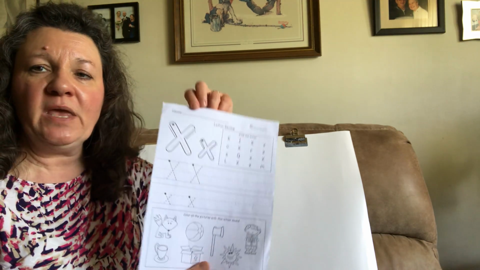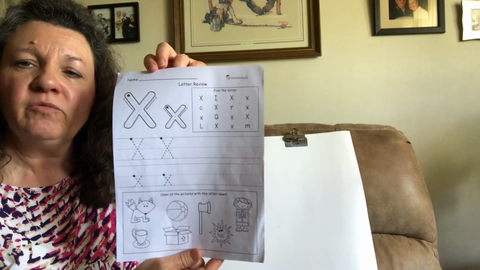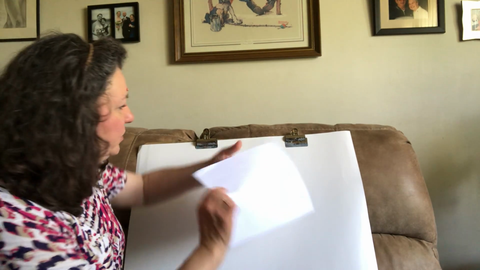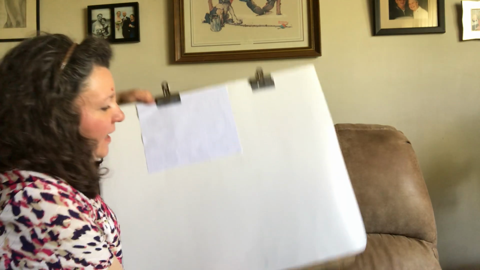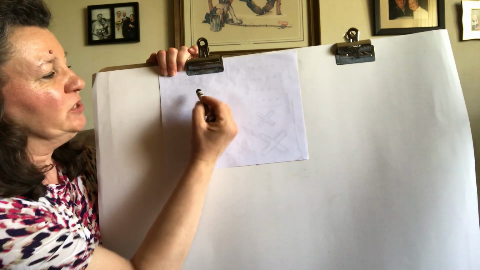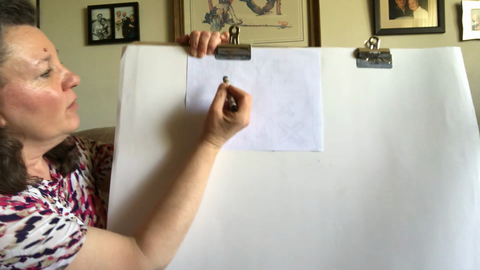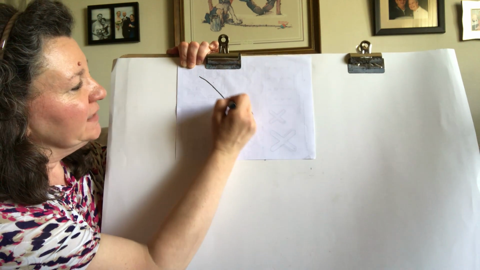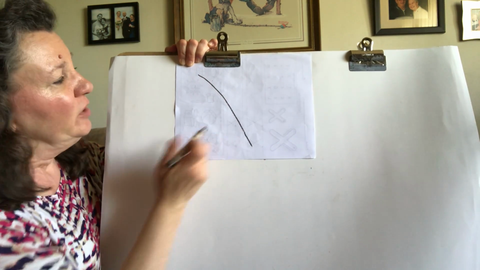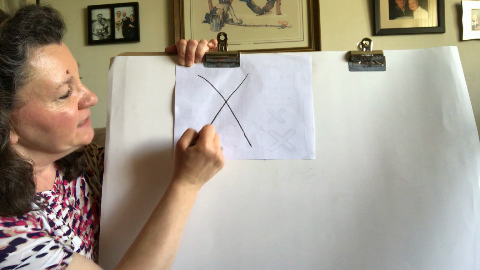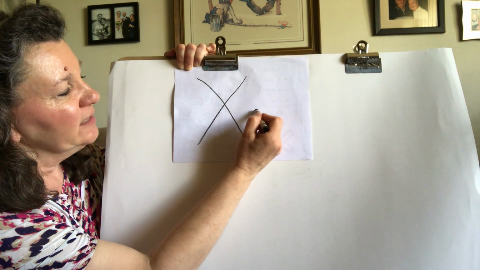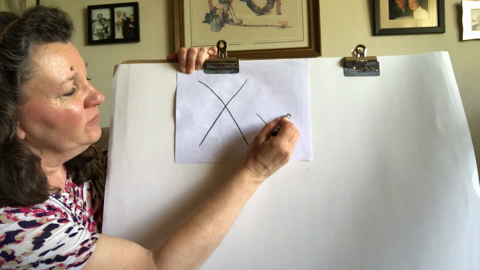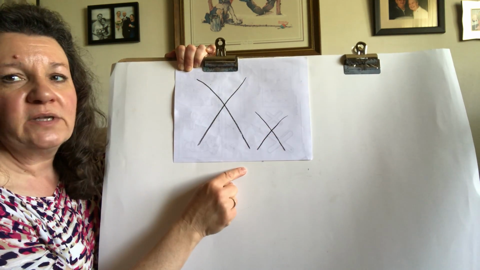So I sent you this paper here, okay, and we're going to review the letter X on this page. Remember, when we make the letter X, what we do is we start at the top. Okay, we start at the top and we slant down. And then we go to the top again and slant down. You want to cross right in the middle. And then the lowercase x just starts down here. And you slant down and slant down. Again, you're going to cross in the middle.